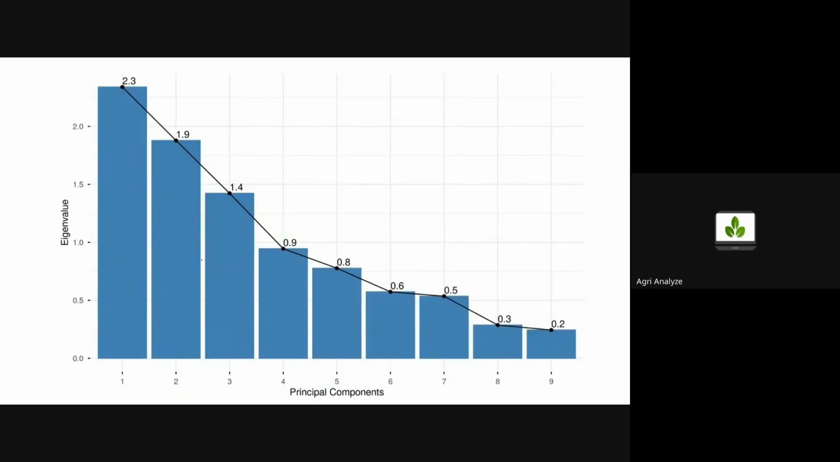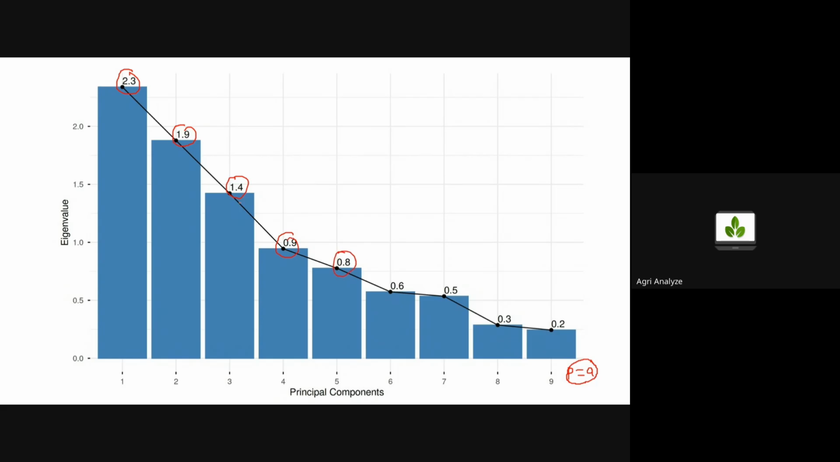Then this is the scree plot, which is given in your output folder. Here we plot the eigenvalue versus the number of principal components. We have 9 principal components because we have 9 variables. The first has the highest eigenvalue, 2.3, followed by principal component 2, 1.9, then 1.4, then 0.9, 0.8.